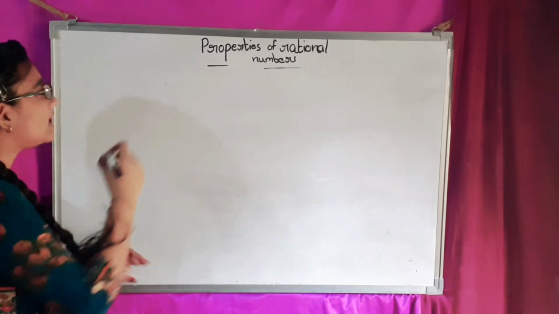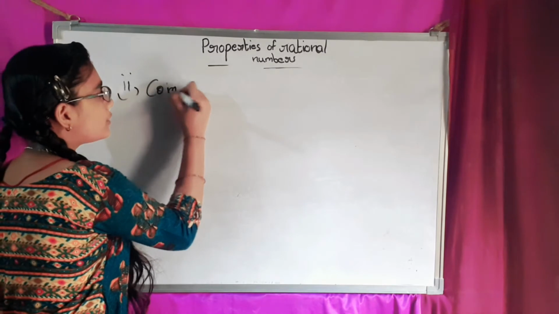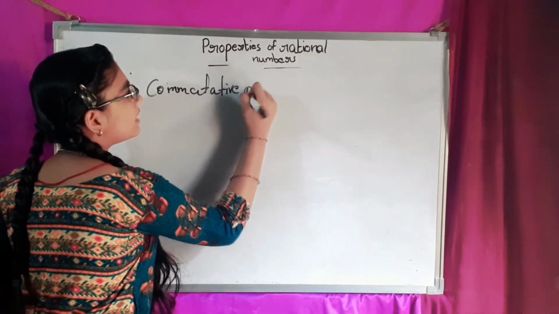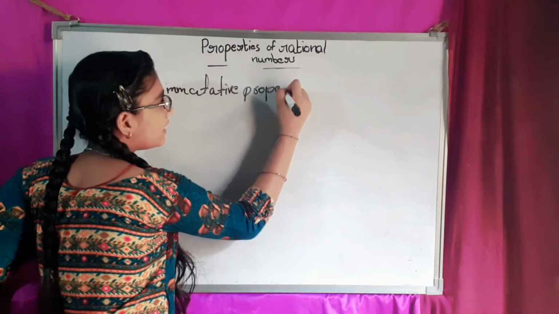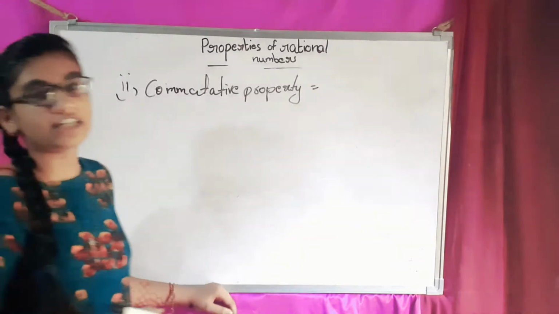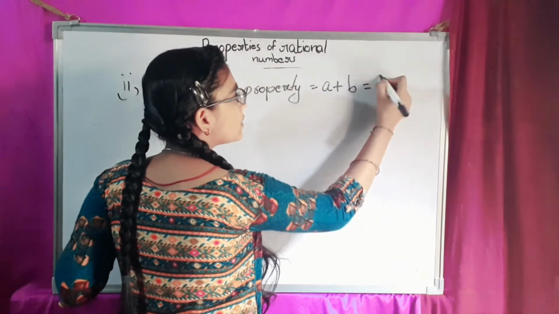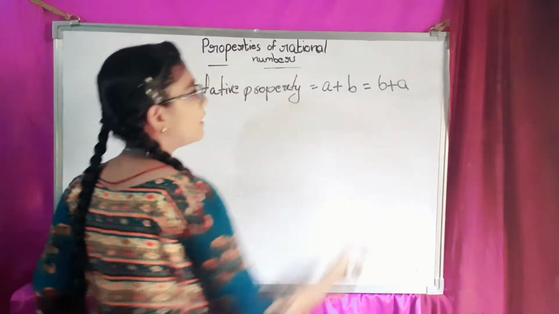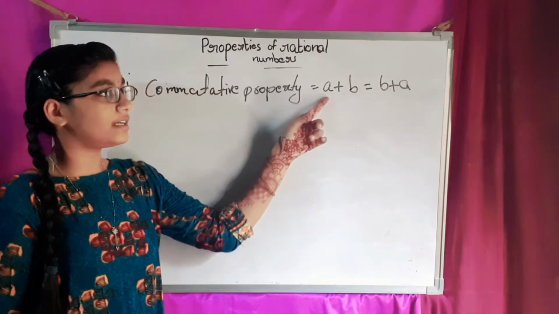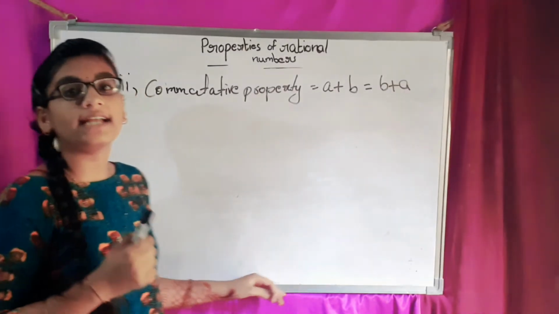Now we will go to the commutative property. The second one is the commutative property. What is meant by commutative property? For this property there is a formula: A plus B is equal to B plus A. If you reverse the order of the numbers, you should get the same answer.